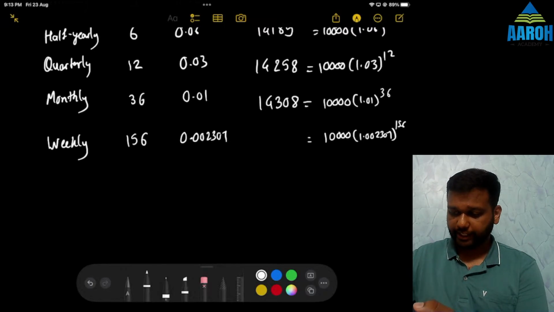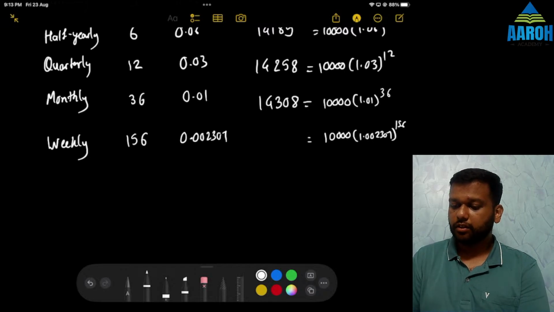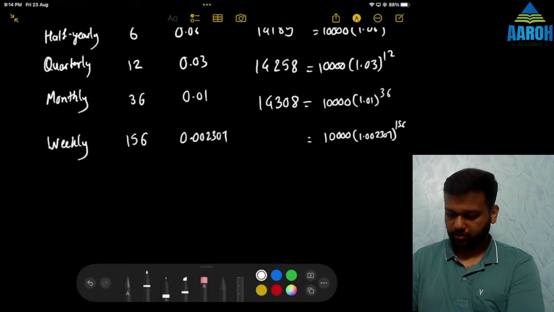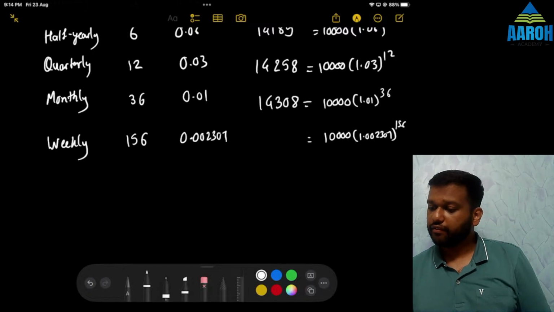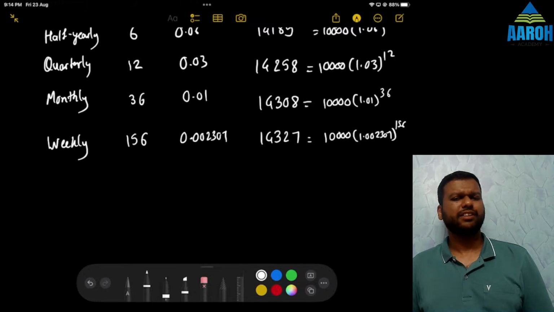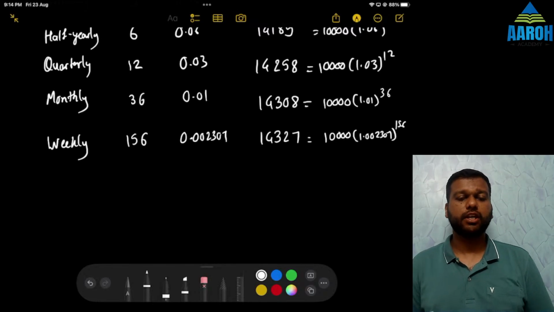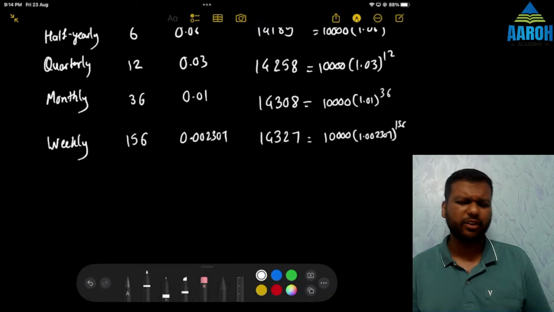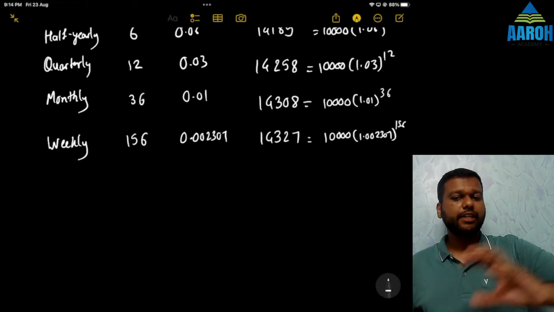While taking days, we can take 360 days. For weeks, we can take 52. Let me just take the exact value: 12 by 52 by 100. So what we are doing is 1.002307 raised to 156 and then multiplied by 10,000. Check on your phone calculator if you are getting 14,327. Don't use our calculator because how many times will you keep pressing equal to, right? Not important, not required. But this will lead to a more important concept.